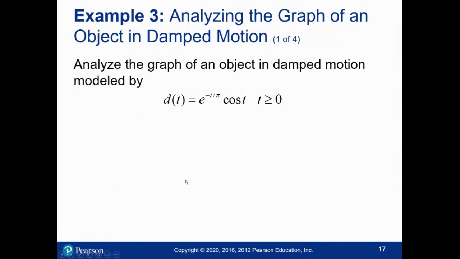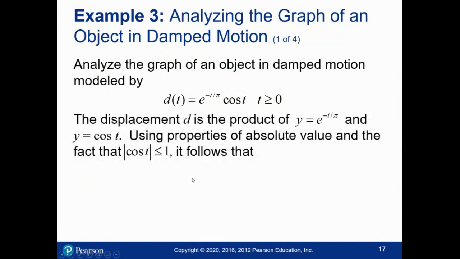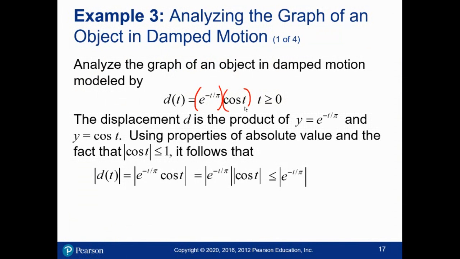So analyze the graph of the following. This is pretty straightforward. This is really just going to be graph it. Okay, so we graph this function. So the displacement is the product of this damping term, which goes to 0, and this cosine term, which just goes back and forth. So the absolute value, which is how far away we are from rest, is given by e to the minus t over pi times the absolute value of cosine.